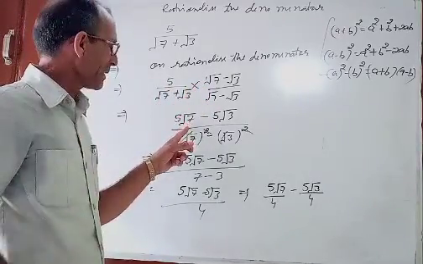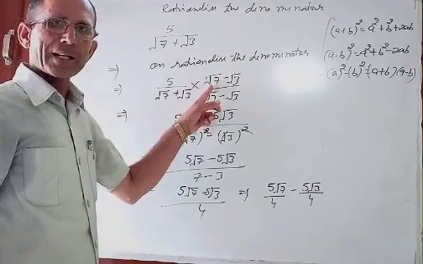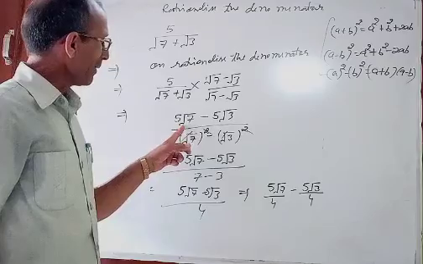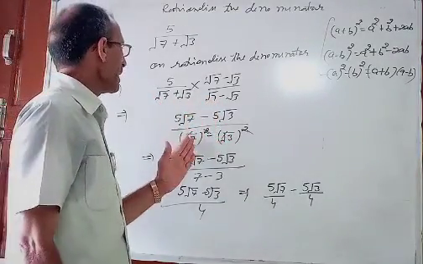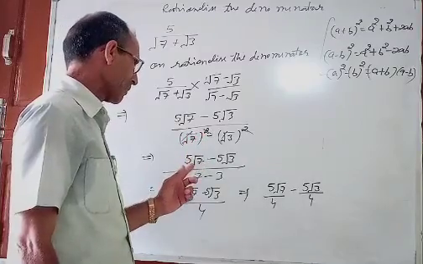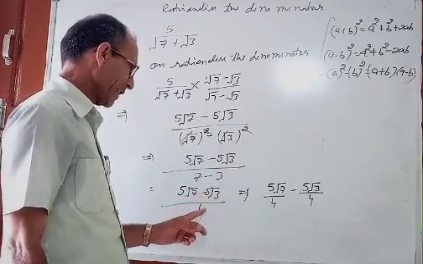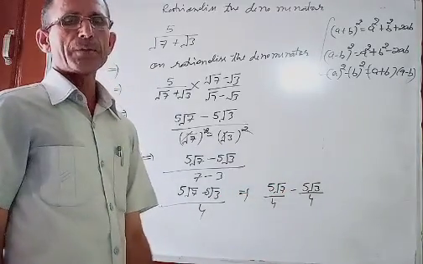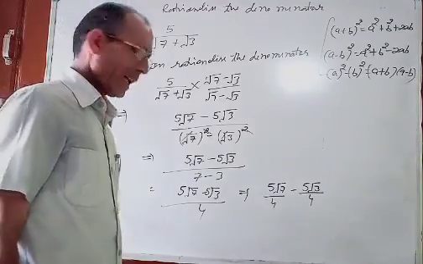Students are making this mistake. They are multiplying like this, sometimes writing 35. This is wrong. 5 root 7 minus 5 root 3. A plus b, a minus b, a square minus b square, square cancels with square root. So 7 minus 3. 5 root 7 minus 5 root 3 by 4. So 5 root 7 by 4 minus 5 root 3 by 4. Any doubt, any confusion? Okay. Now next question.